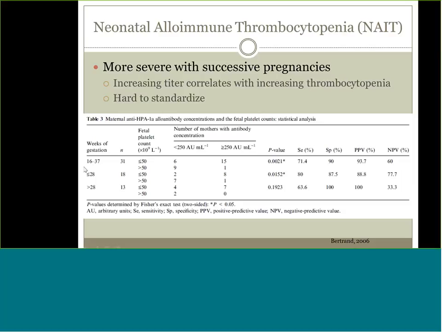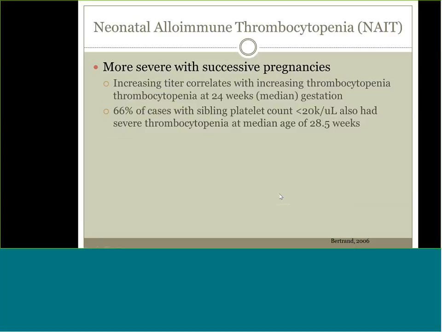And you can see that in all weeks of gestation, if the fetal platelet count was less than 50, the mother was much more likely to have a high titer arbitrary unit, versus if your fetal platelet count was greater than 50, the mother tended to have this lower arbitrary unit. And you can see it's got pretty good sensitivity and fairly good specificity. It is more apparent in those fetuses that had thrombocytopenia early in gestation, but it remains true later in gestation as well.